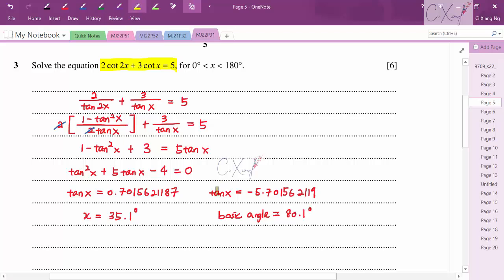And because tangent is negative, we are looking for the tangent negative quadrant. So according to the range given here, we should consider only the first two quadrants, and the quadrant for tangent negative is only the second quadrant, where we should take 180 minus the basic angle to get the answer. So if I take 180 minus the answer here, the value that I get should be 99.9 degrees.